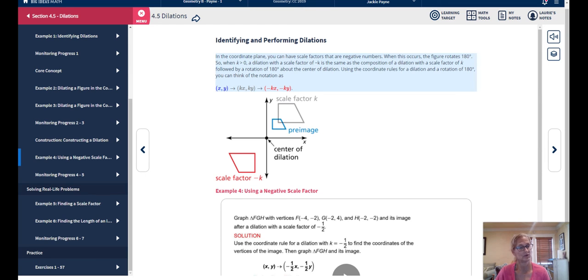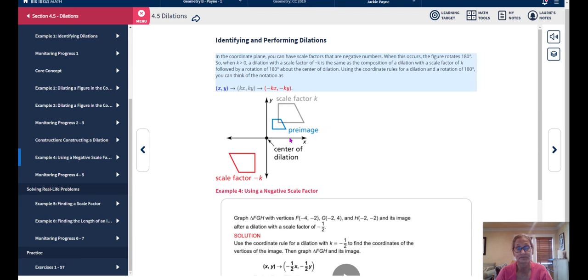So when k is greater than 0, so when your scale factor is positive, a dilation with a scale factor of -k is the same as a composition of a dilation with a scale factor of k, followed by a rotation of 180 about the center of dilation. Using the coordinate rules for a dilation and a rotation for 180, you can think of it like this. Your original point (x, y) will map onto (kx, ky), and then (kx, ky) will map onto (-kx, -ky). So you'll still be able to just calculate the numbers.